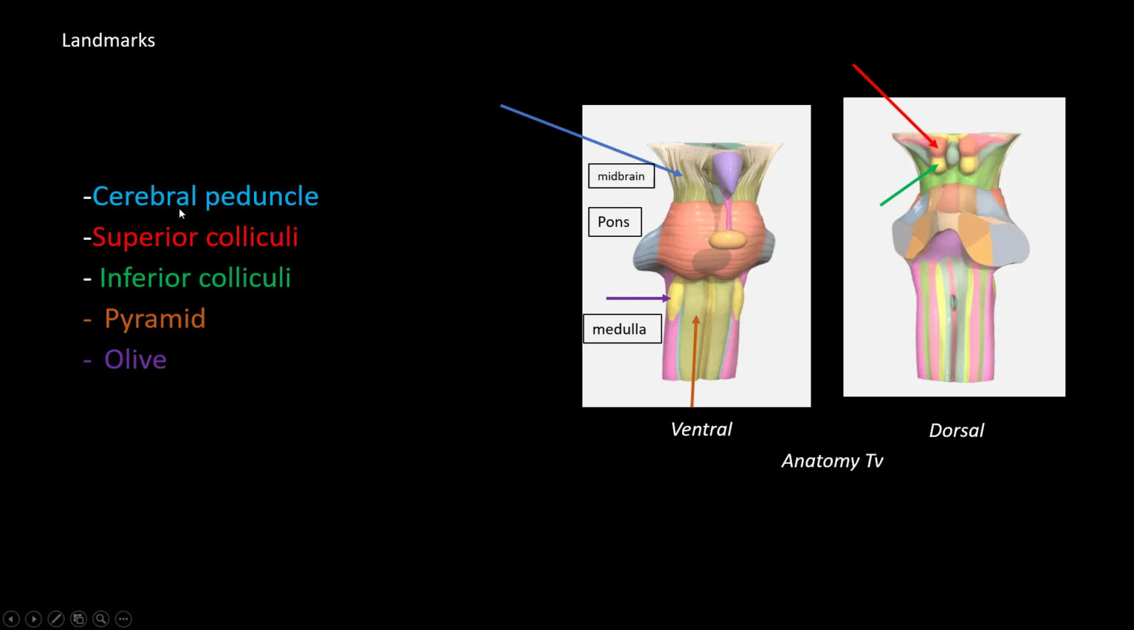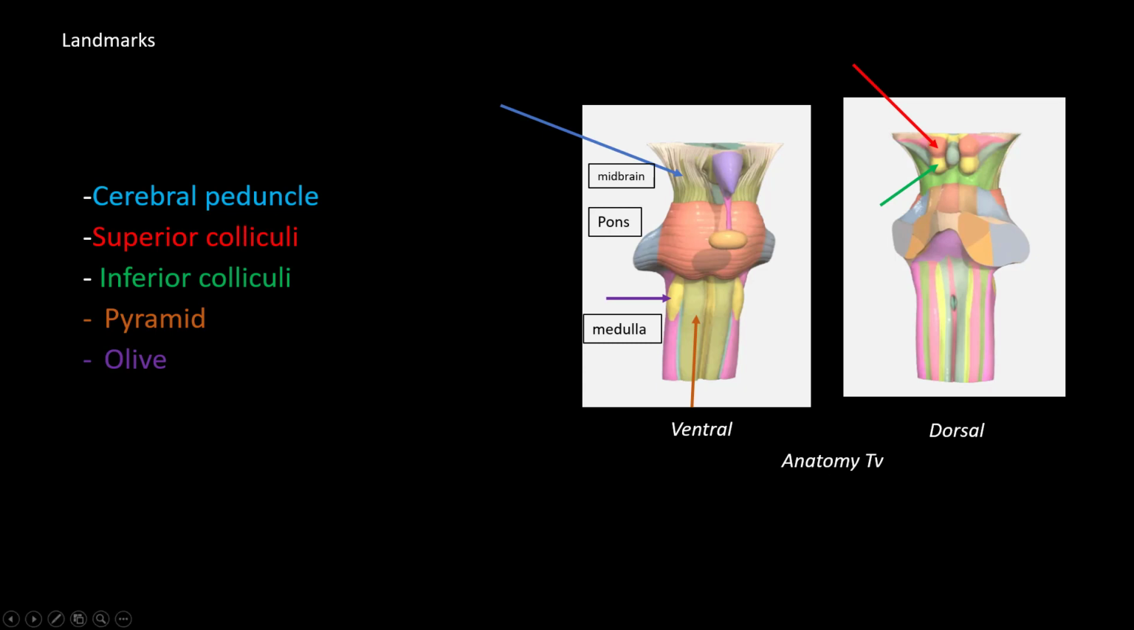So firstly, we have the cerebral peduncle. The cerebral peduncle is located on the ventral aspect of the midbrain. The cerebral peduncles contain corticobulbar and corticospinal tracts.